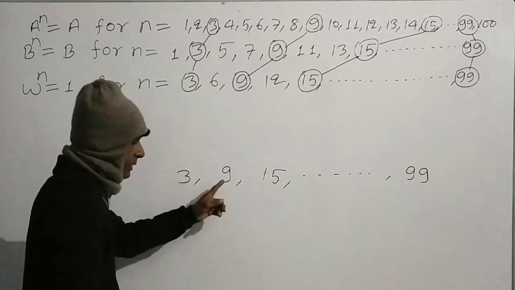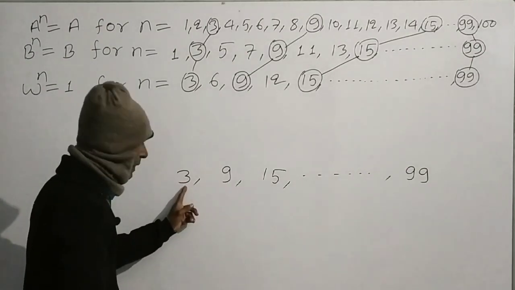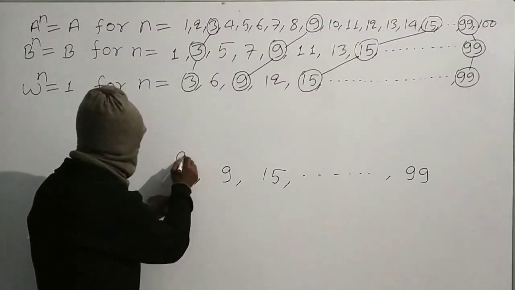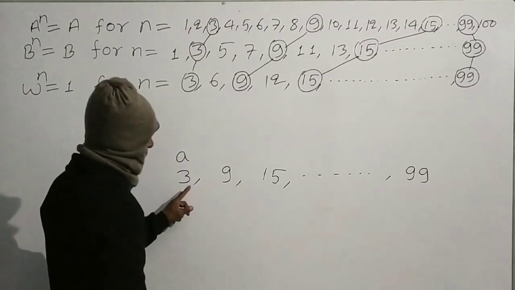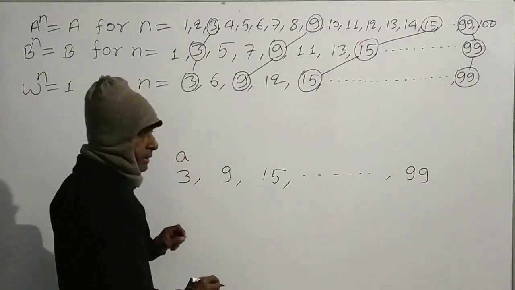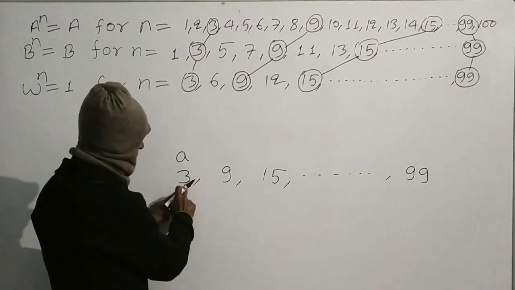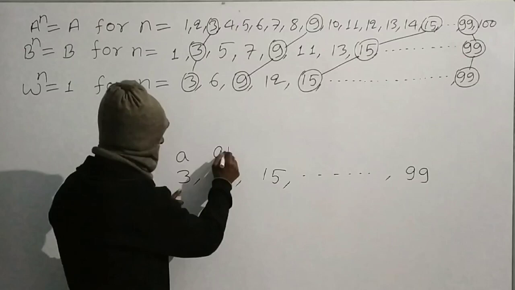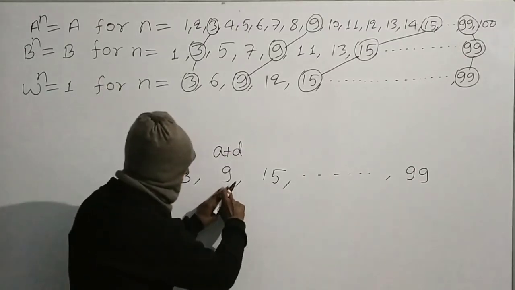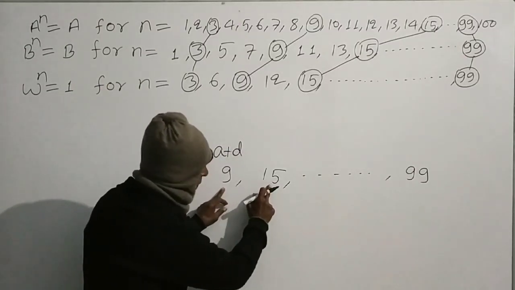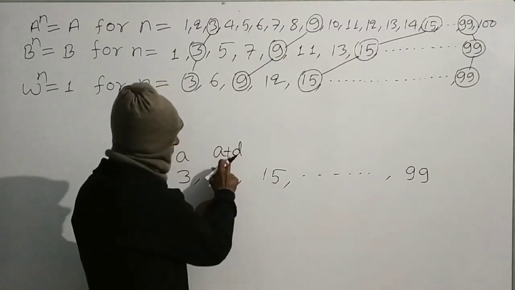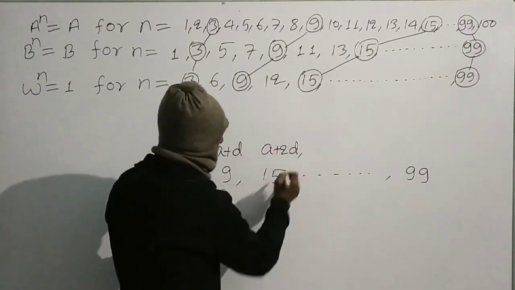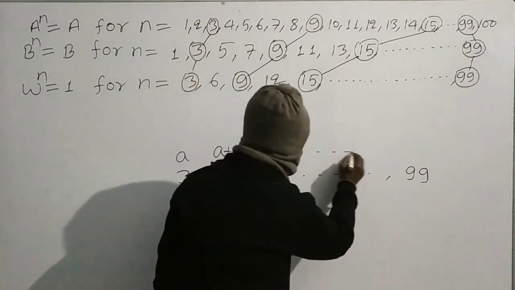When we add 6 to 3, we get 9. Suppose this is A and 6 is D. When we add 6 to 3, we get 9. That means we get A plus D. Again we add 6 to get 15. That means we add D to this A plus D, and get A plus 2D. In this way we proceed.